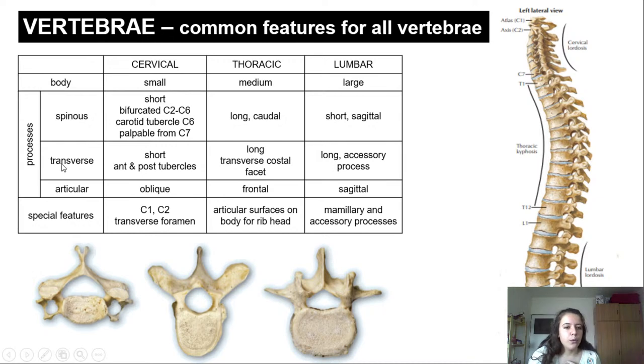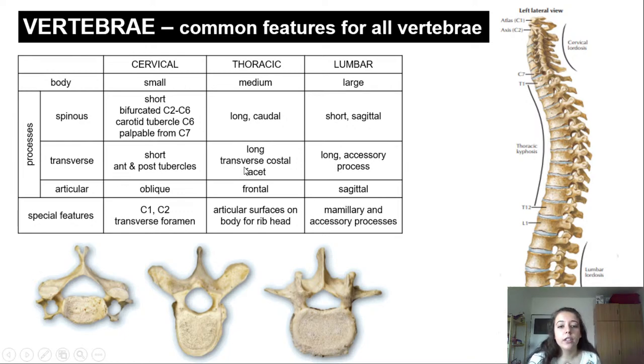Then we go to the transverse process. So the transverse process is also helpful for recognition a little bit, maybe more than the spinous process, because for the cervical one, it is very distinguishable because it has a hole on it. That is called the transverse foramina, transverse foramen, and it has the anterior and the posterior tubercles. We'll talk about this later too.